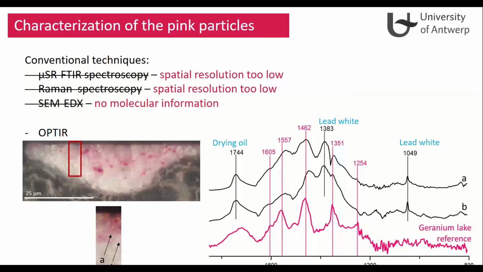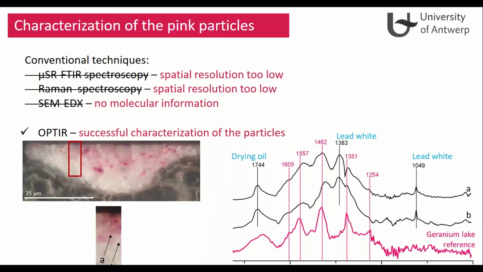But also there are other bands which are clearly related to the presence of geranium lake, that we can see here also in the geranium lake reference. So we consider that with these measurements, having all the bands from the geranium lake reference, we can finally conclude that this is the pigment that is used to give this pink color to the background. So this allows us to give a conclusive result of the composition, being then the only technique that was able to characterize successfully this material.